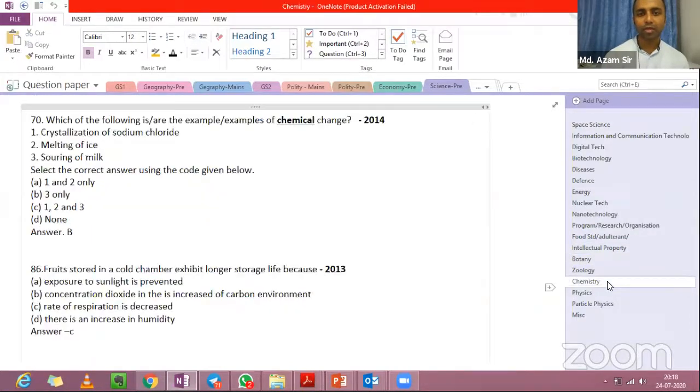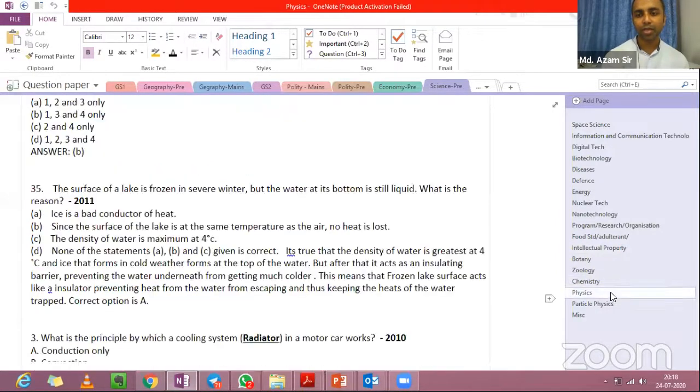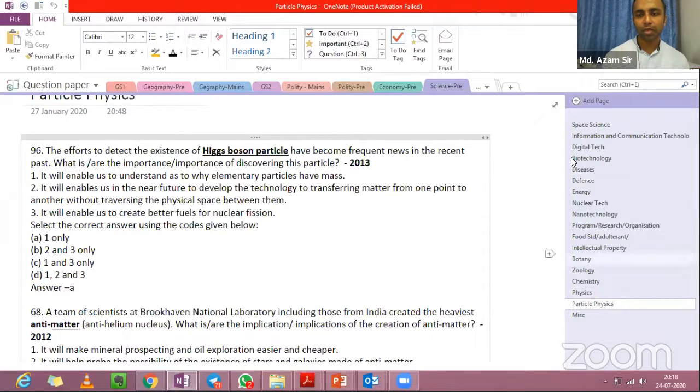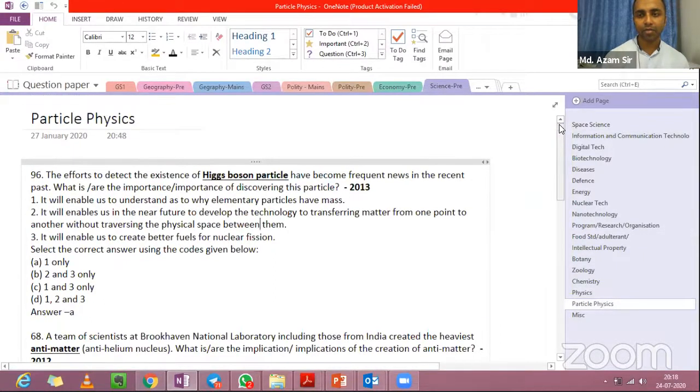Then chemistry used to be asked till 2014. After that, there have been no questions. Similarly, in the case of physics, there used to be questions till a couple of years ago. The recent question was asked in the year 2013. So physics and chemistry, even if you do not understand, you can take a pause on this. But particle physics is important.